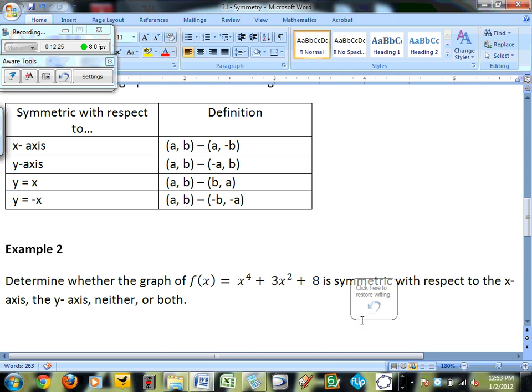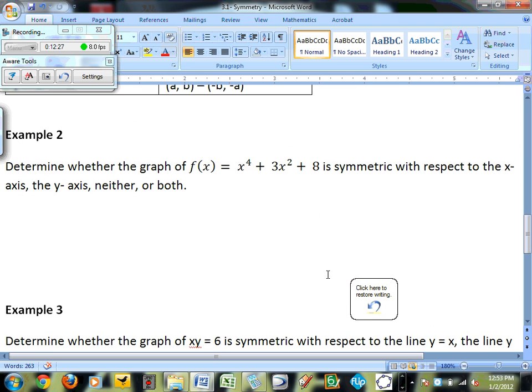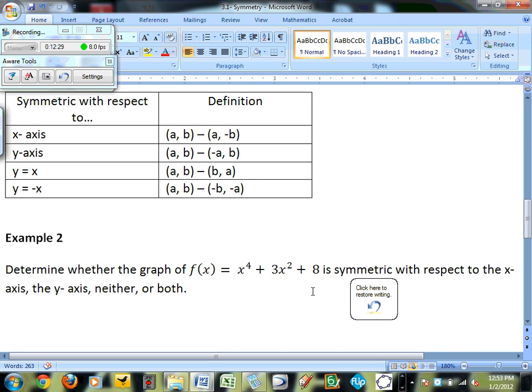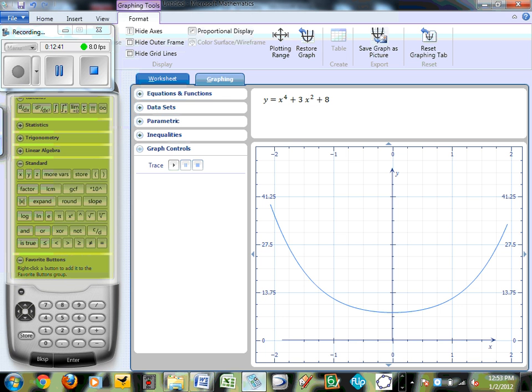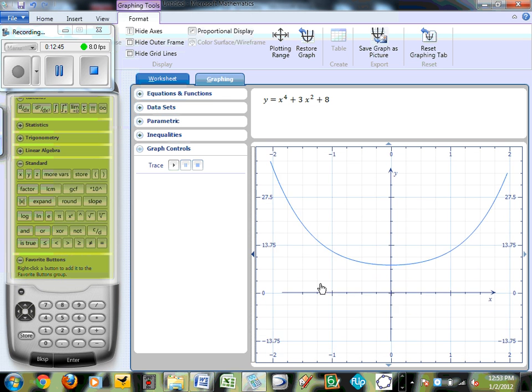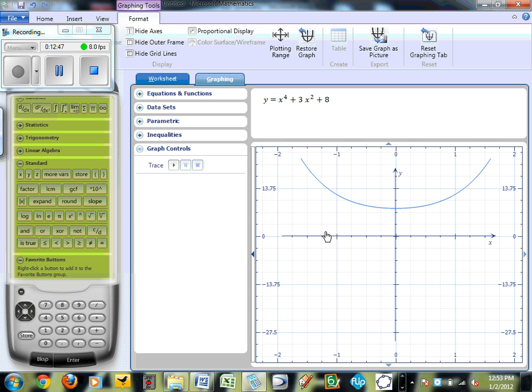Okay, so example 2 here, I'm going to leave this up here. Determine whether the graph f of x equals x to the 4th plus 3x squared plus 8 is symmetric with respect to the x-axis or y-axis, neither or both. Well, the first thing I did for us, I took a graphing calculator and I graphed it so it could save us some time. Obviously, if you look at the graph, is that going to be symmetric over the x-axis? Well, probably not. Since we can't fold it over the x-axis and still get the same graph, we can probably eliminate that right away.